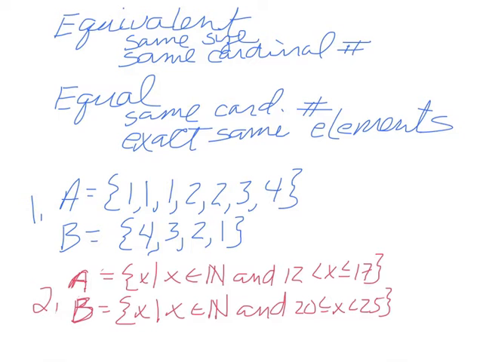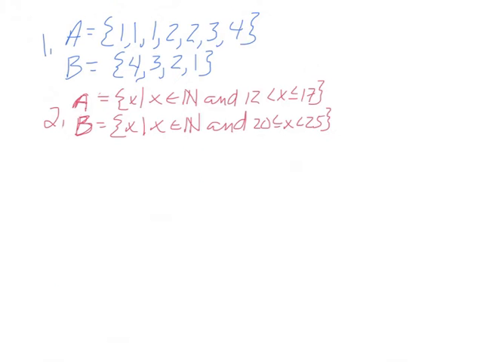So let's look at number 1 in the blue first of all. Number 1 has the set with 1, 1, 1, 2, 2, 3, 4. Well, one thing we know about sets is we don't have to list the same element twice. So this set is actually the set containing 1, 2, 3, 4.